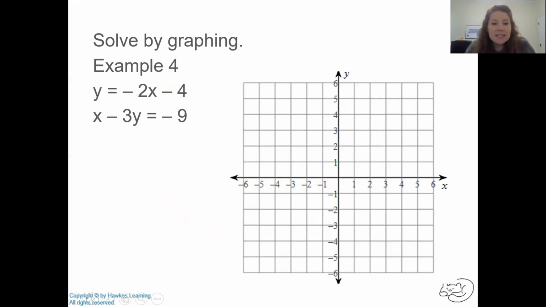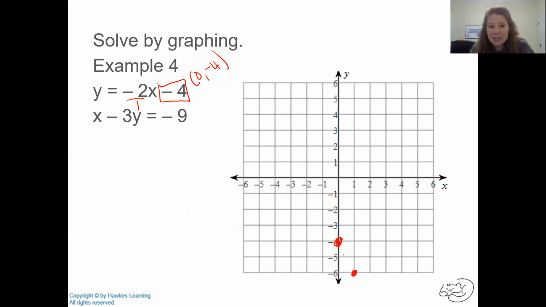All right, let's look at this one. The top one, our y-intercept is (0, -4). So we're going to start down here, (0, -4) right here. The slope -2, if we made this a fraction, would be -2 over 1. So -2 means we go down 2, right 1. From here, we go down 2, right 1.